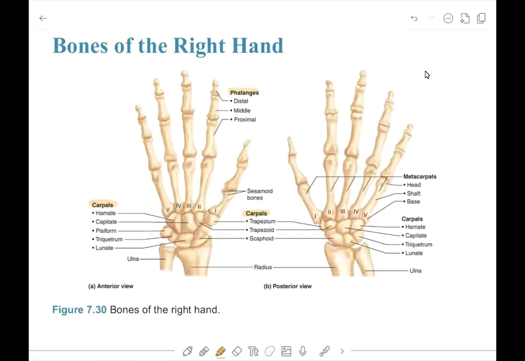The phalanges are named from proximal to middle to distal, and you usually have to name them 1 through 5 and say whether it's proximal, middle, or distal. And then the first phalange only has proximal and distal. The metacarpals are numbered 1 through 5 as well.